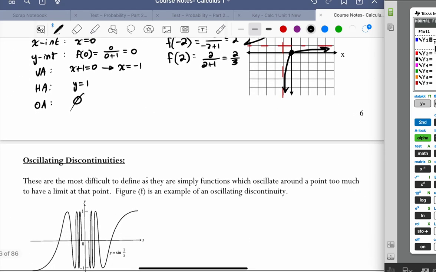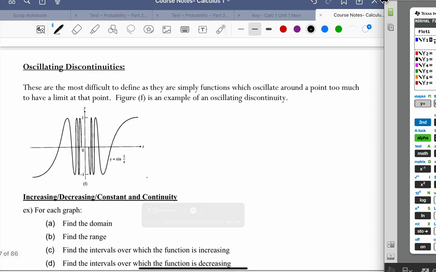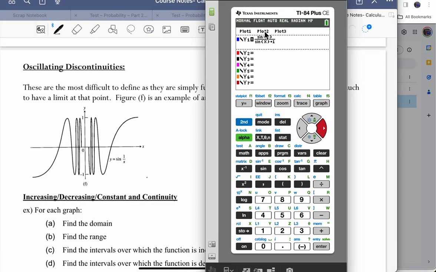All right, so oscillating discontinuities, this is what I mentioned before. I have the sine of 1 over x. Let me just bring this back real quick. Just make sure your calculator's in radian mode. Because otherwise it would look nothing like it. It would just look like a straight line.